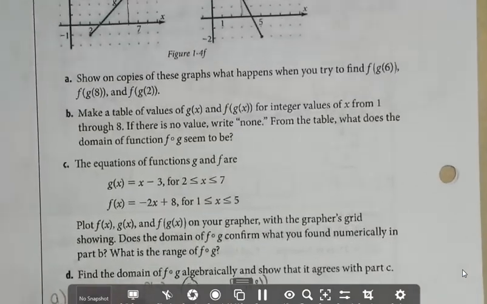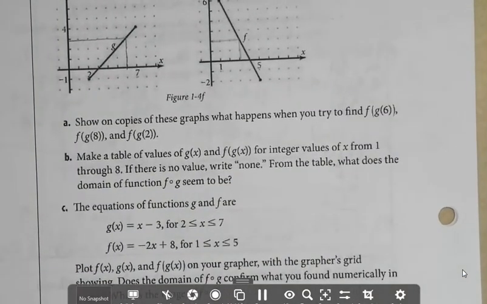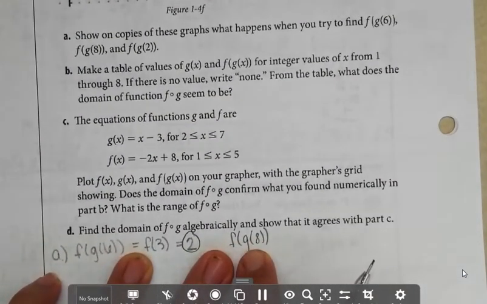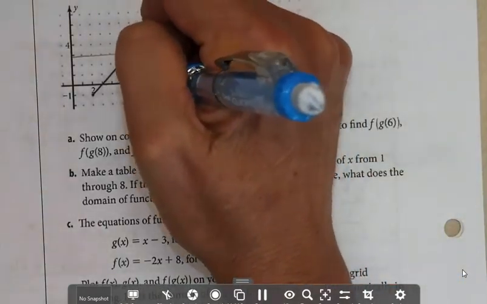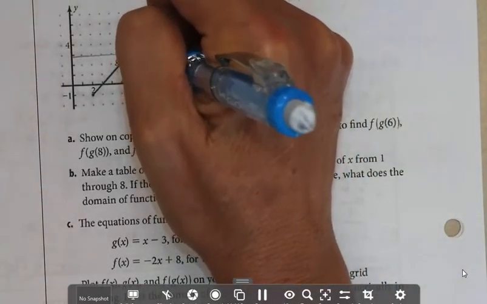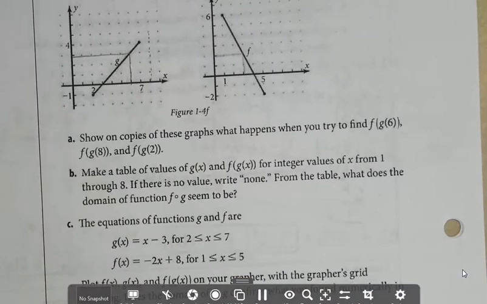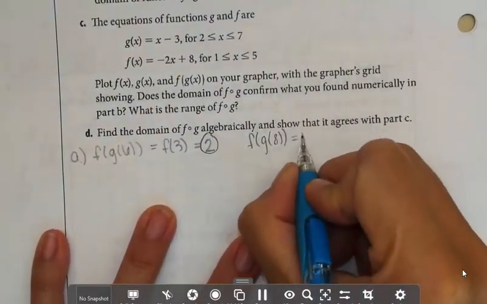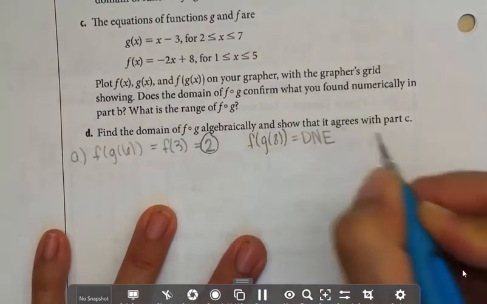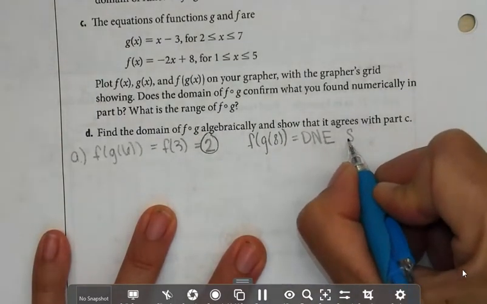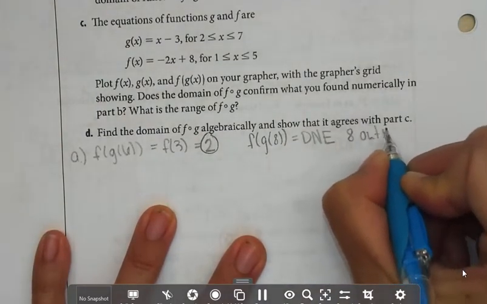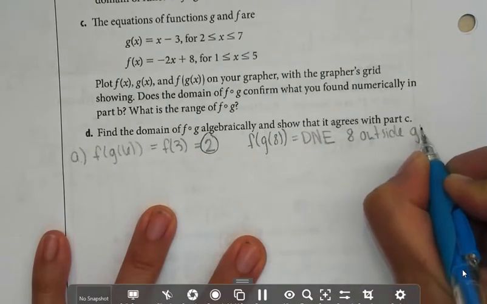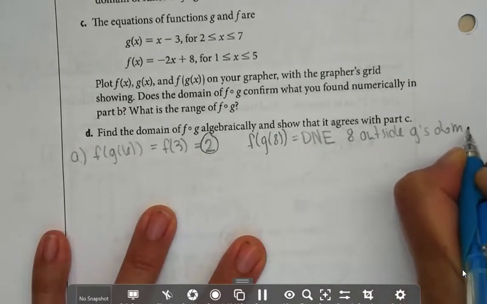Okay, so let's see what's happening. f, I want to plug 8 into g. So the problem is 8 is not in the domain of g. So this is one that's going to not exist. I'm going to put DNE, does not exist, because 8 is outside g's domain.